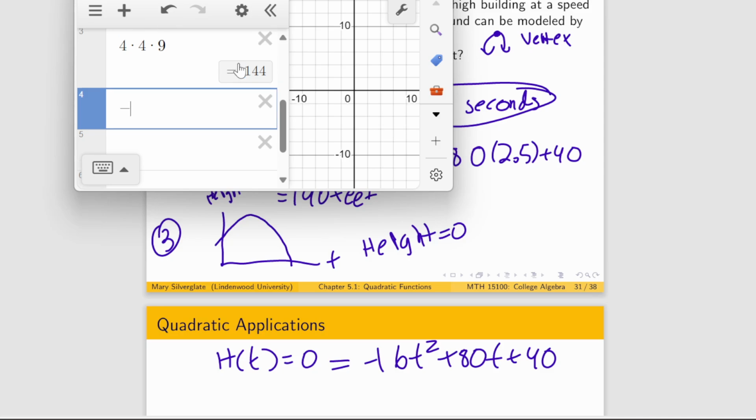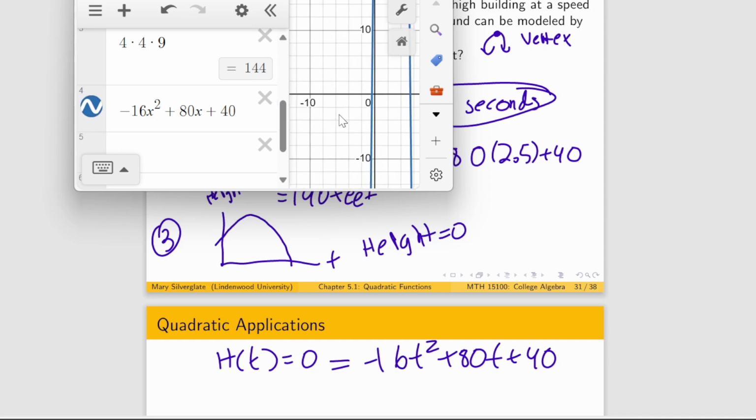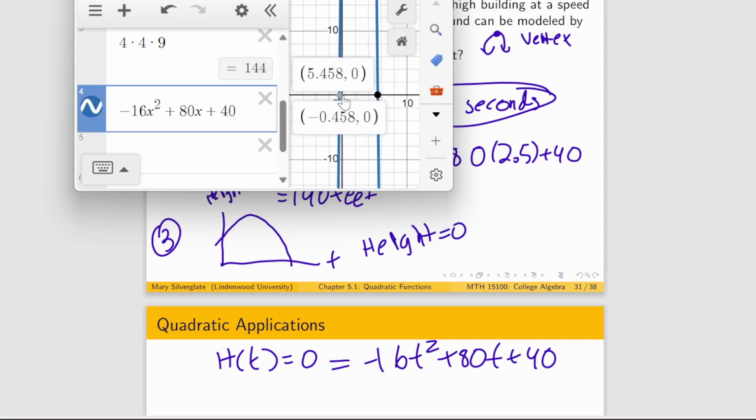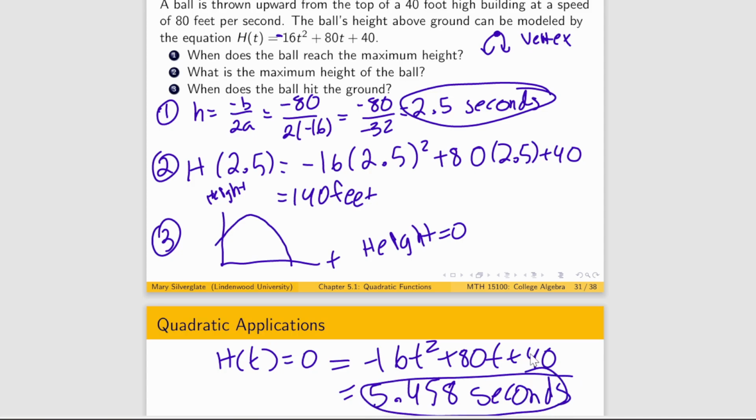If you were going to use a graphing calculator for something like this, you would do negative 16x squared plus 80 times x plus 40, because instead of writing a t, you would want to write an x, because that's what your calculator is going to understand. And then there's technically 2 x-intercepts. Which of these x-intercepts makes more sense in the context of the problem? It would be that second one, whenever time is positive. Negative time mathematically makes sense, but doesn't make sense for this problem. So that would happen at 5.458. And the units were seconds.